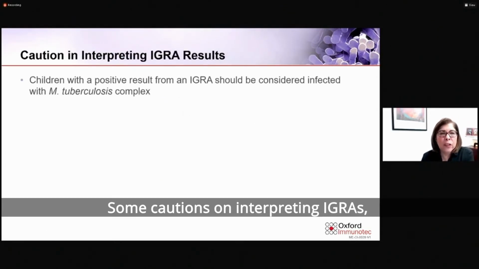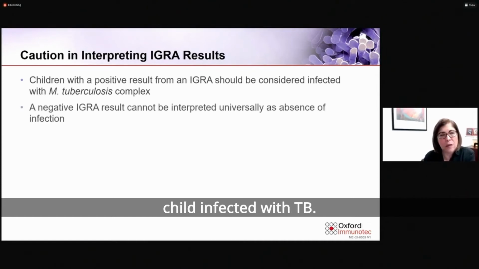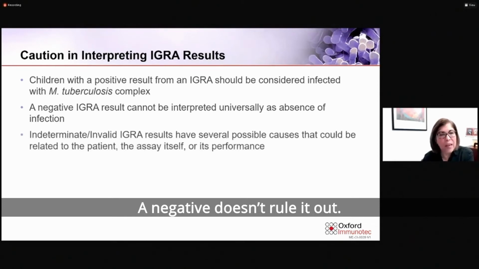Some cautions on interpreting IGRAs. As I said, if you have a positive IGRA in a patient, you should consider that child infected with TB. But a negative IGRA does not rule out infection. So positive, definitely yes. A negative doesn't rule it out.